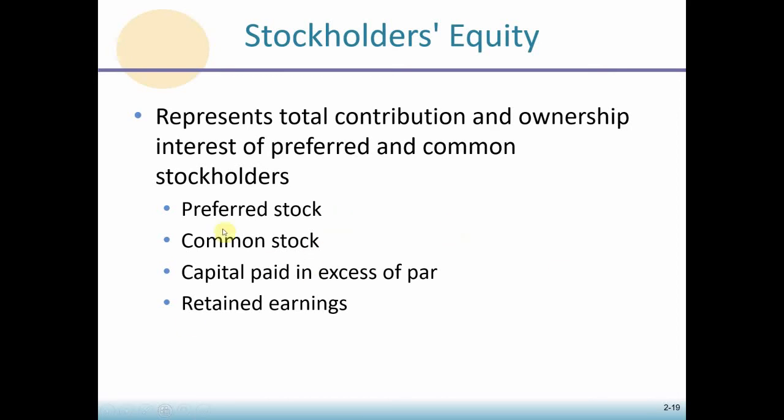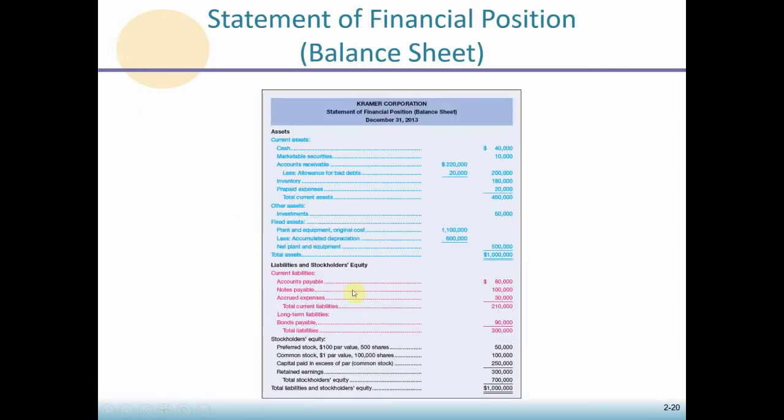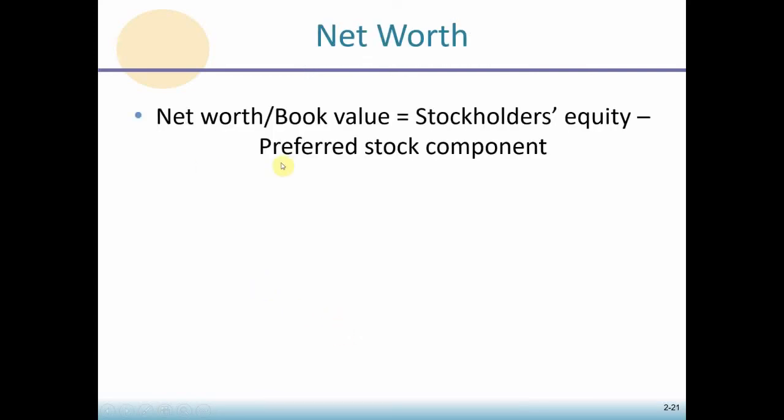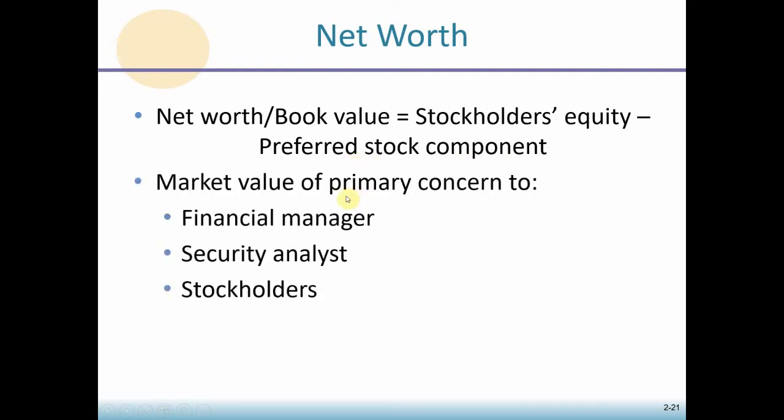Okay, and the stockholders' equity is made up of these things, right? There's an example, again, of a balance sheet. They kind of give you the assets in blue, liabilities in red, and black is the shareholders' equity. Net worth, right, is the book value: stockholders' equity minus the preferred stock component. Again, preferred stock's kind of a hybrid debt and equity instrument, and so it gets treated a little differently.